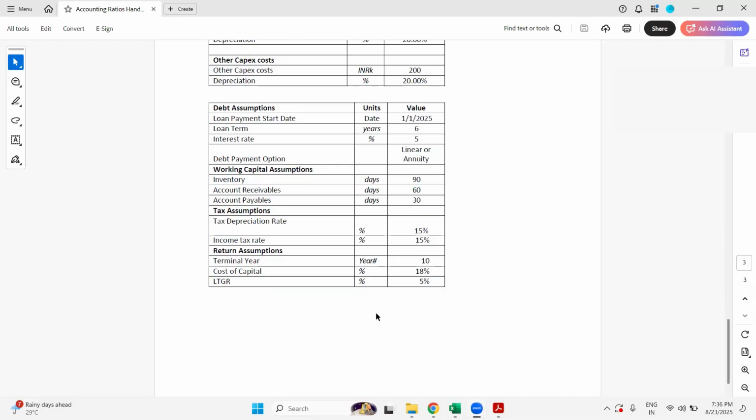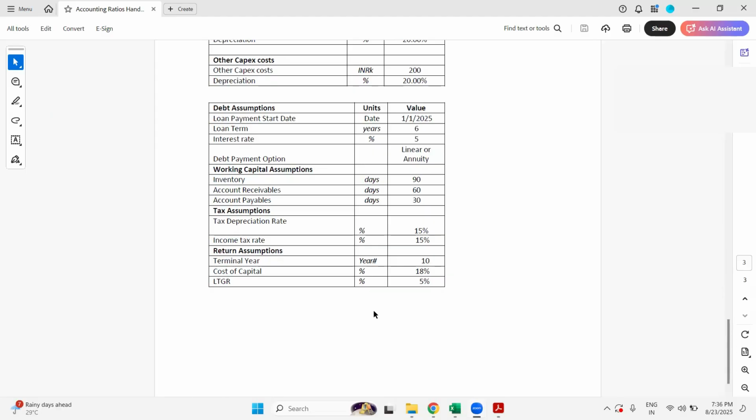There are some limitation rules attached to it. There are some tax losses that you need to account for. There are some tax depreciation rates that you need to account for, right? So guys, we will cover all these in detail as we progress in this particular case study.